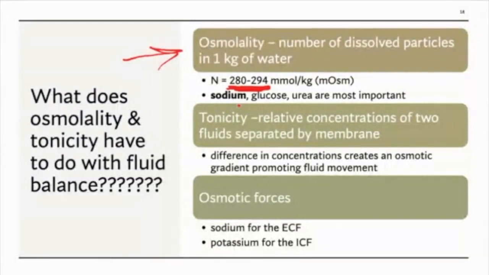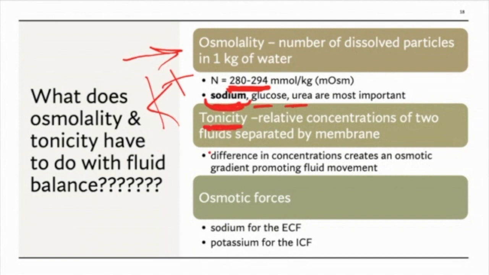And then what's making that osmolality in the body, right, is usually your sodium, glucose, and urea. Those are kind of the big players, the particles that we have the most of in our body. Although potassium is also very, very important. We'll talk about that.